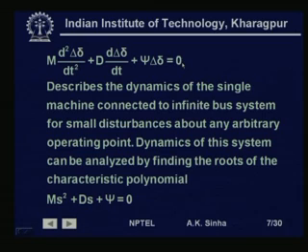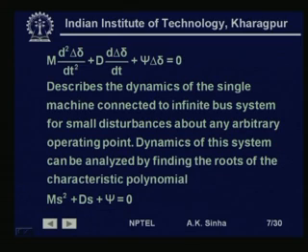about any arbitrary operating point, that is the operating point wherever we want, that delta 0. About that delta 0, this is describing the dynamics of a single machine connected to infinite bus system, that is the dynamics of the single machine about any starting operating point.